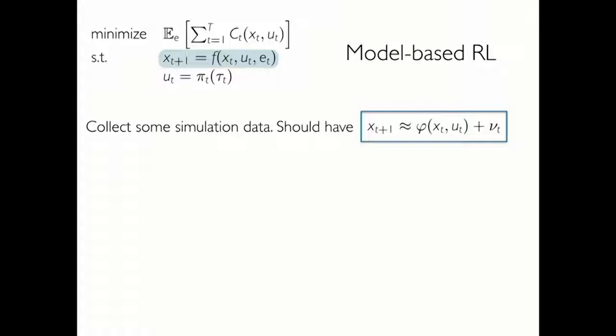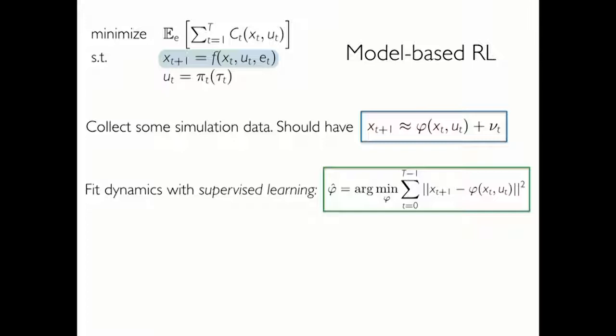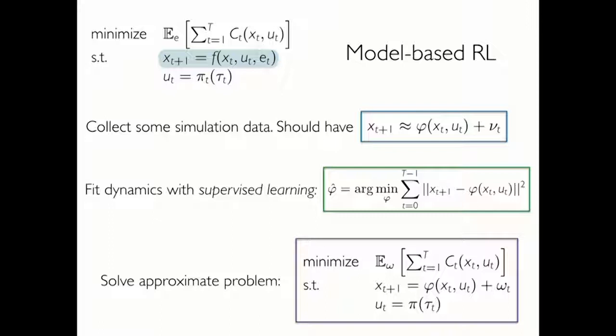For me today, I'm going to talk about something much simpler, because I observe the state. I can just solve a least squares problem. None of the intricacies of hidden states have to happen here. So this is a supervised learning problem. And then I can solve an approximate problem, which is to just treat those dynamics as if they were true. It's called certainty equivalence, nominal control, plug-in estimation.